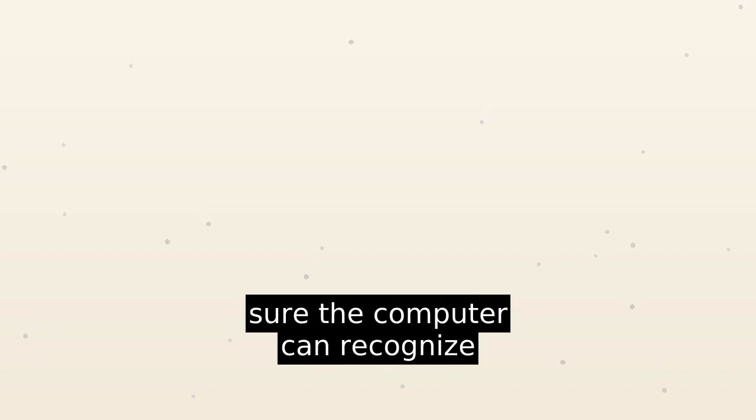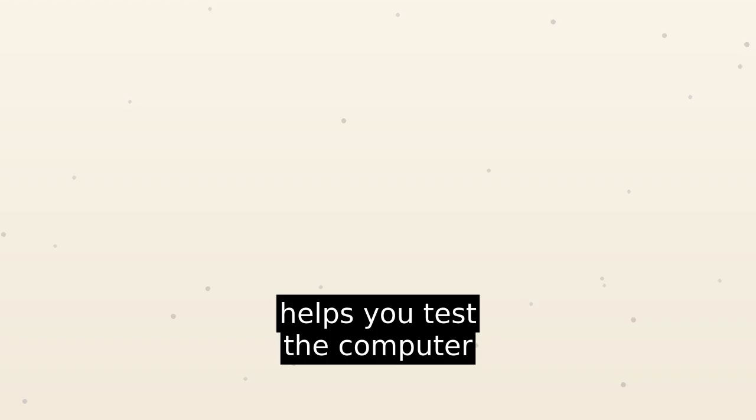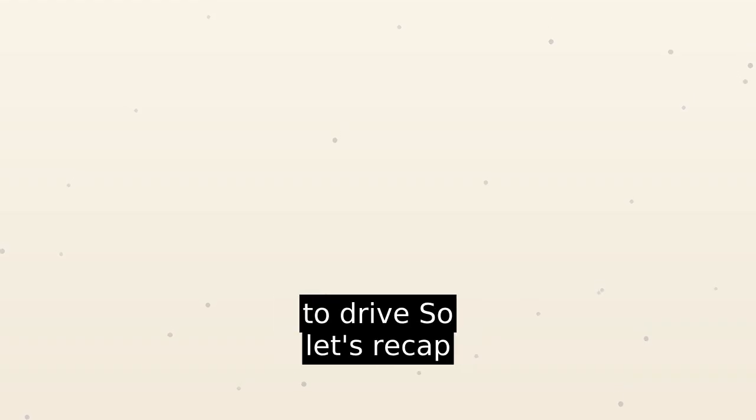So, why is this validation set so important? It's like having a report card for computers. It helps us see how well they're learning and where they need to improve. Imagine you're building a self-driving car. You need to make sure the computer can recognize all the different things on the road, like stop signs and pedestrians. The validation set helps you test the computer and make sure it's safe to drive.